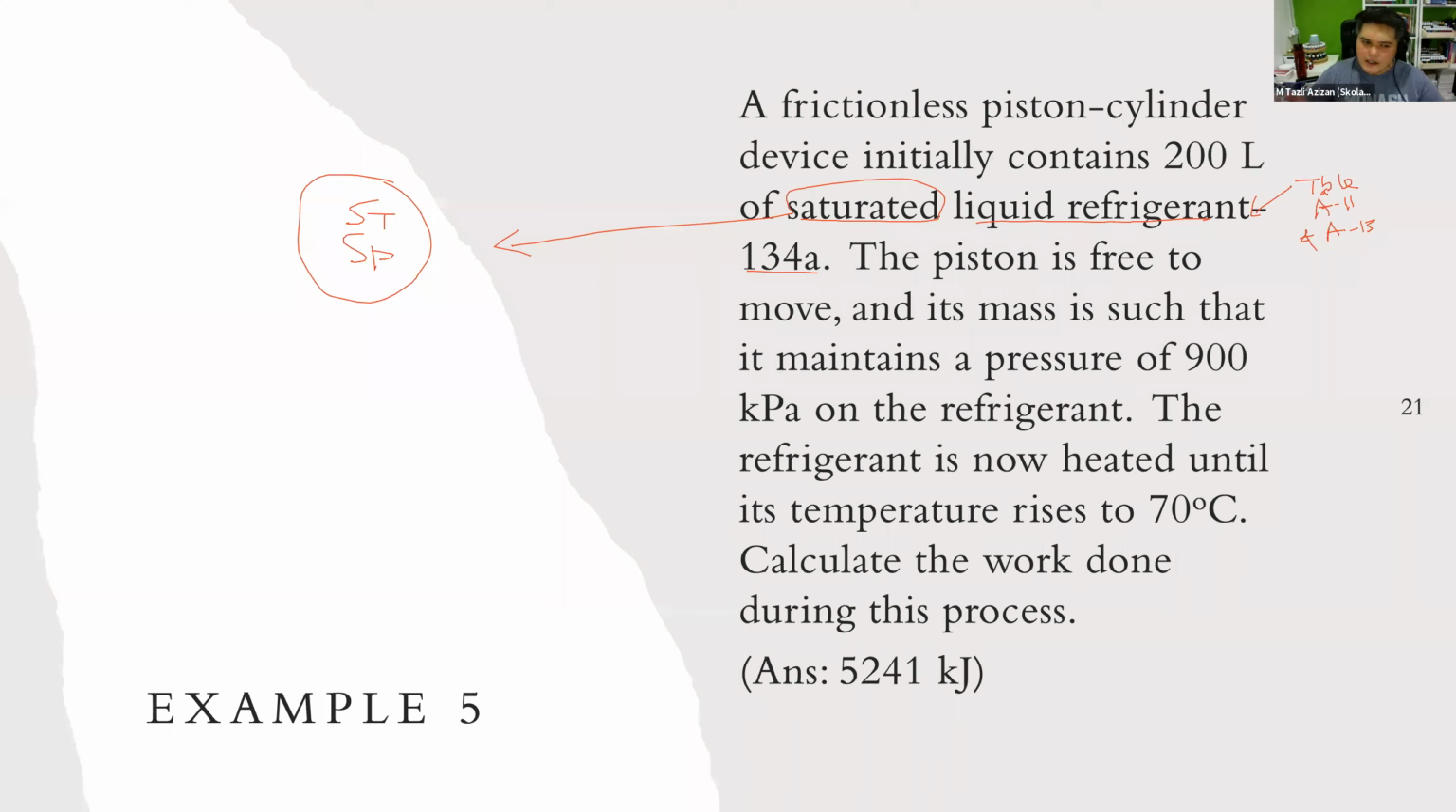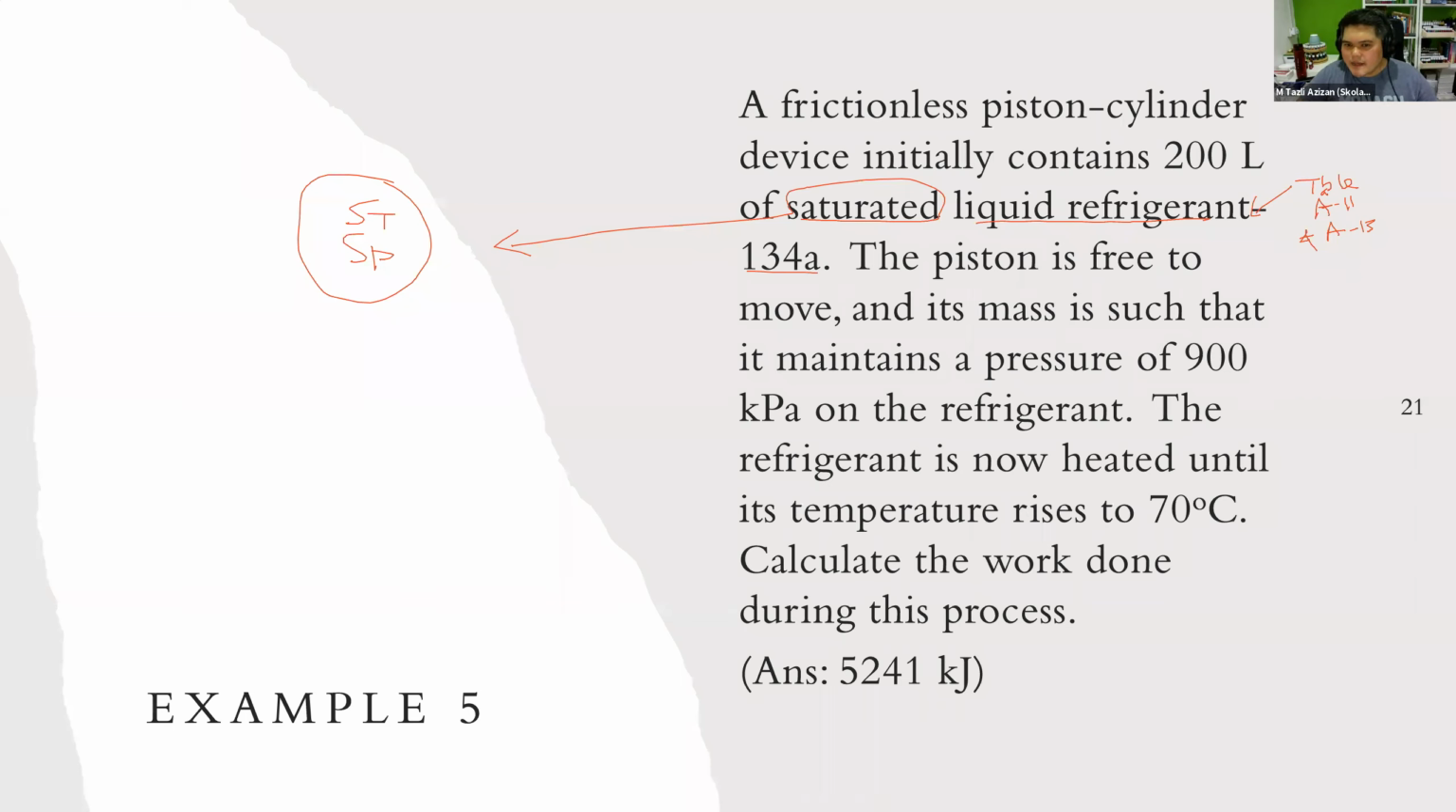So we have to rule out that this is not isochoric. Maksudnya volume dia berubah. Volume dia akan changing. Okay. And then the refrigerant is now heated until its temperature rises to 70 degrees Celsius, which means that temperature dia berubah juga daripada saturated liquid temperature menjadi 70 degrees Celsius. Okay. Apa yang tak berubah kat sini?